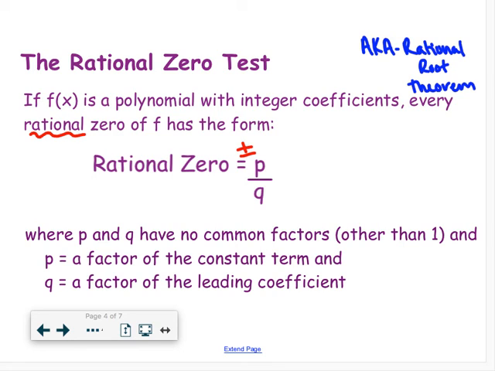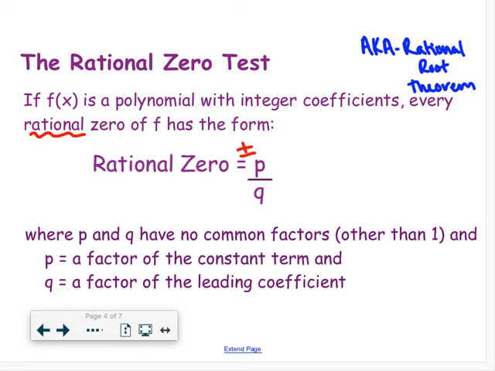Okay? So this test will only help us find rational zeros. After the test, we may be able to find complex, like imaginary zeros, or some irrational conjugate pairs, like 1 plus or minus the square root of 3. But using this test, you're only going to be able to find ones that could be written as fractions. Okay? And P and Q have to have no common factors other than 1.